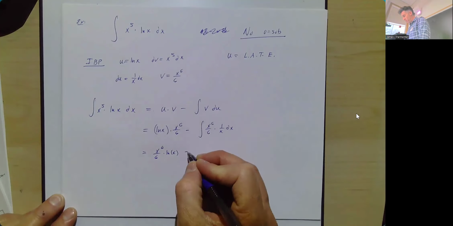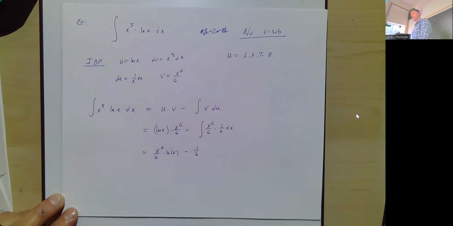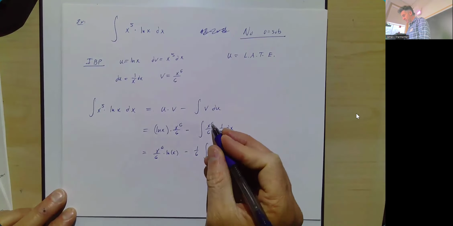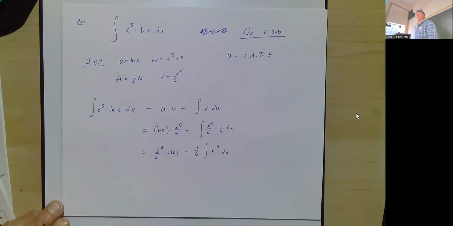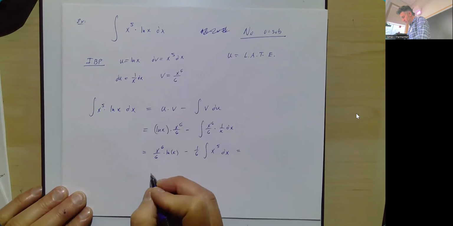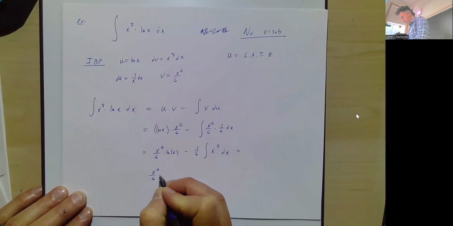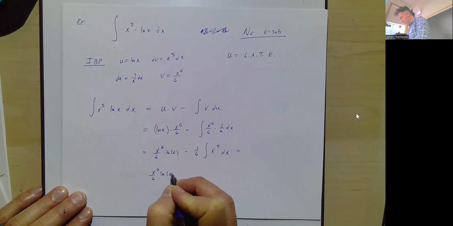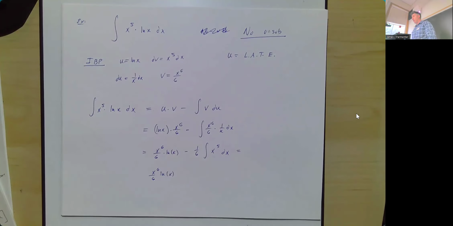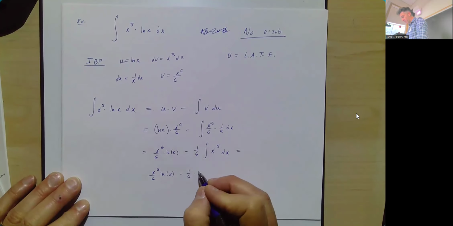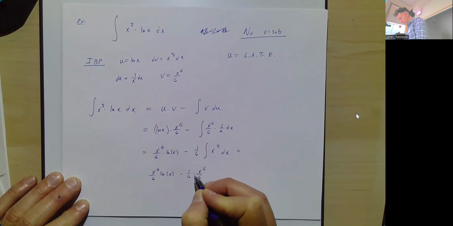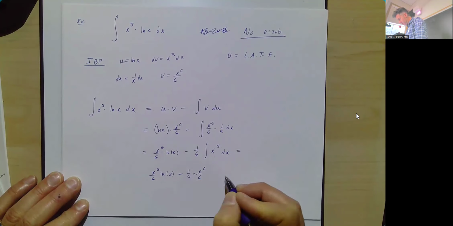I'm going to bring out the 1/6 constant, and then x to the 6th divided by x is x to the 5th. And now we're in a great spot to finish anti-differentiating this. So we're going to get x to the 6th over 6 times natural log of x. Notice it's not the natural log of the absolute value of x, it's just natural log of x, minus 1/6 times the antiderivative of x to the 5th, which is again x to the 6th over 6, plus c.